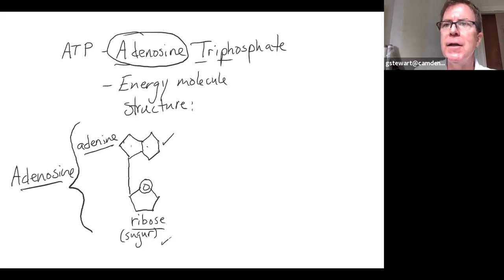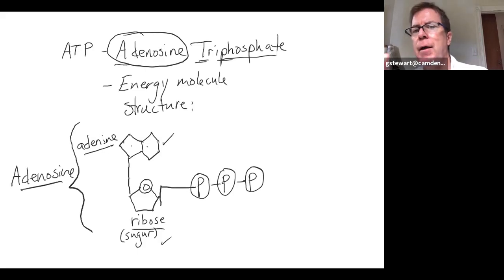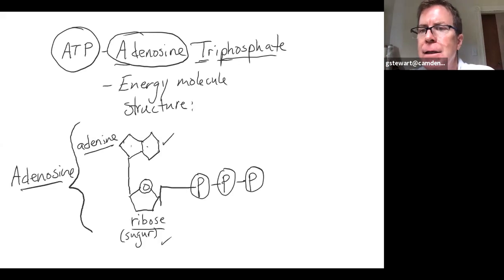And then finally, triphosphate just means 3 phosphate molecules. So I'm going to attach 3 phosphates, and this is shorthand, out here to the ribose sugar. So that whole thing that I've drawn is an ATP molecule, adenosine triphosphate. So there's its structure. And the last thing I'm going to talk about is its function, what it does. We call it the energy molecule, and here is why.